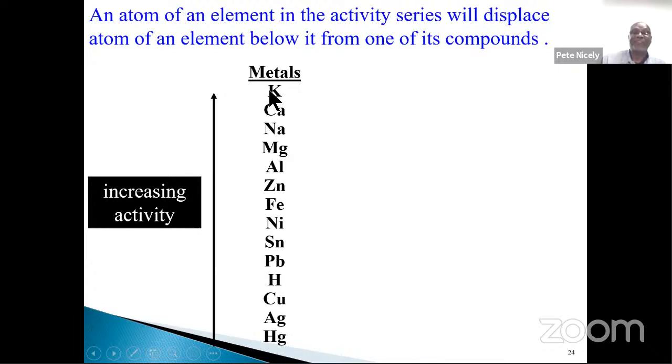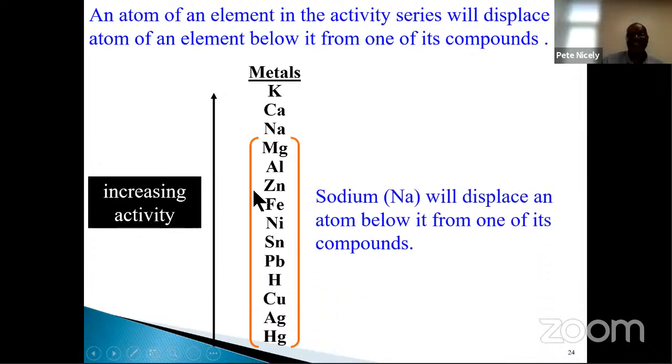And this is very useful because we can use this to predict whether or not certain single displacement reaction will occur. And the reason why we can do that is because of this statement right here. This statement says an atom of an element in the activity series will displace an atom of an element below it from one of its compounds. So basically what this is saying is that if you have, let's say, magnesium in a compound, right? And you add sodium to it, then the sodium is going to displace the magnesium from that compound, and you're going to end up with the products being formed.